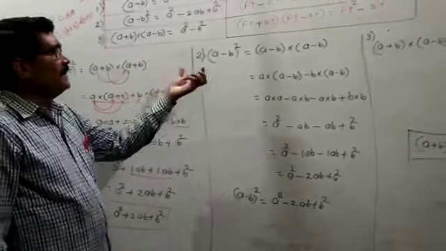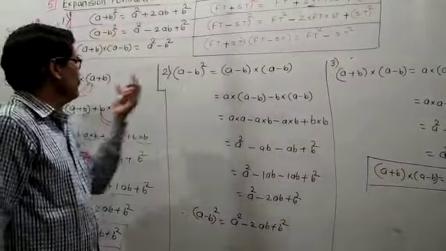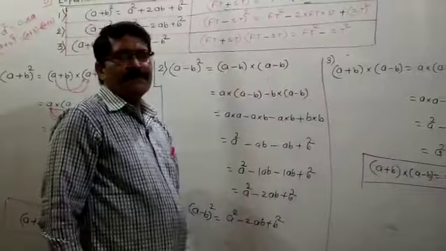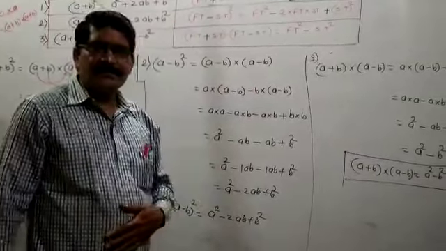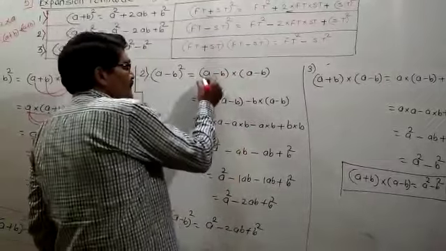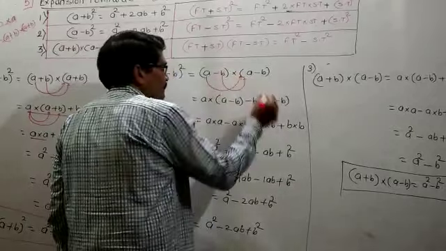So you have to start with the second identity, (a minus b) bracket square is equal to. Square means again in the same manner, two times multiplication. (a minus b) multiplied by (a minus b). Then you have to utilize the distributive law. Distribute this first bracket in between the second bracket. Means a multiplied by this bracket and minus b multiplied by this bracket.